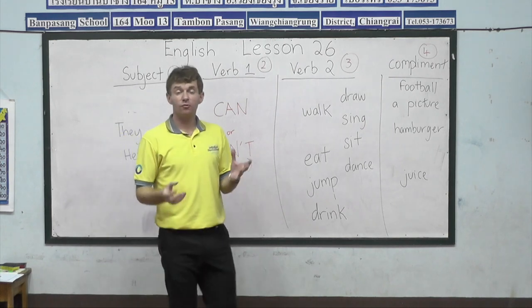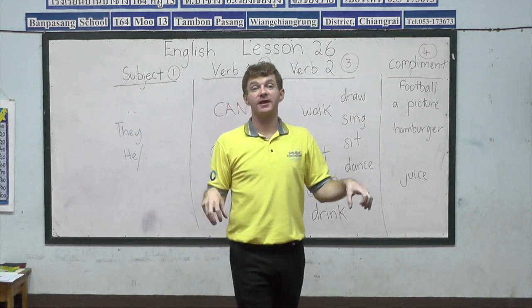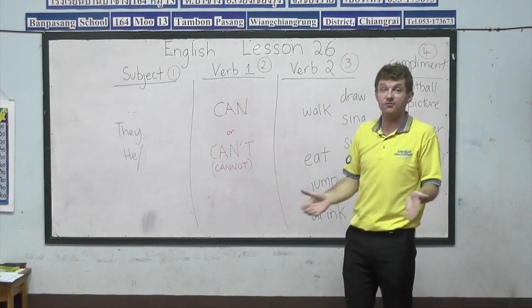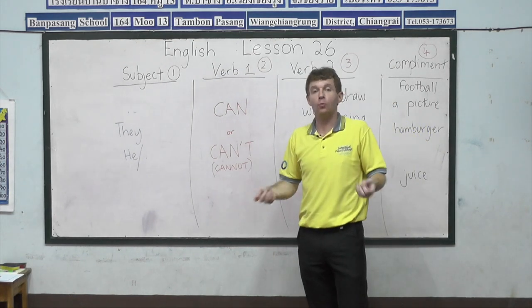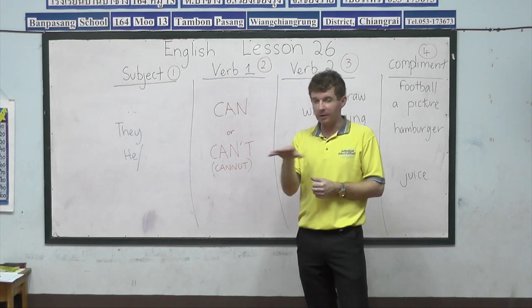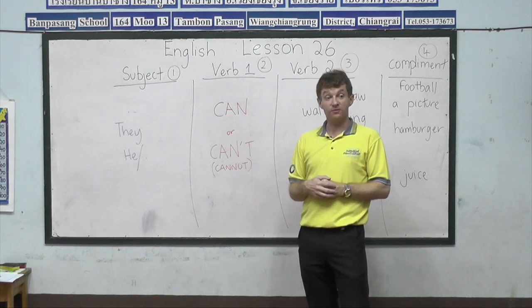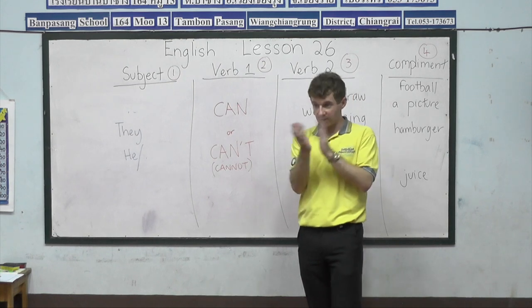So you see, just by putting various words together from the different groups, it gives us one sentence to say an ability. We can. Or if we don't have the ability, we can't. Understand, guys? Yes. Excellent, well done.